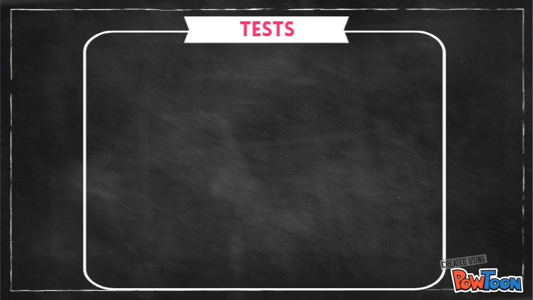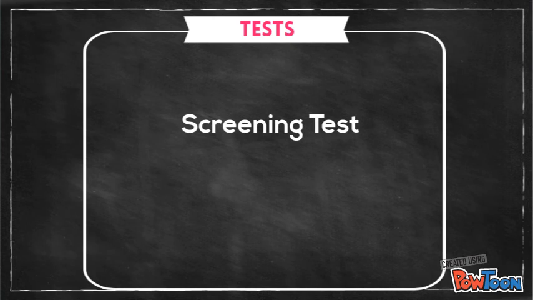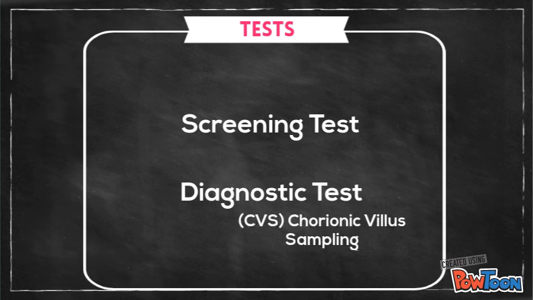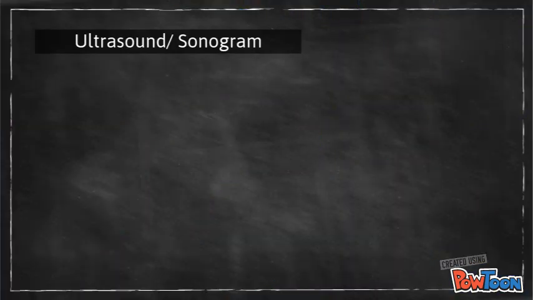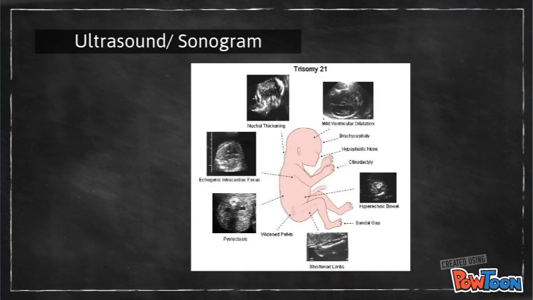Here are some tests to see if your unborn baby has Down syndrome. Screening test and diagnostic test. Under diagnostic tests are chorionic villus sampling, CVS, and amniocentesis, and ultrasound sonogram. There are a lot of signs seen, but the most evident is the nuchal thickening or the nuchal translucency.